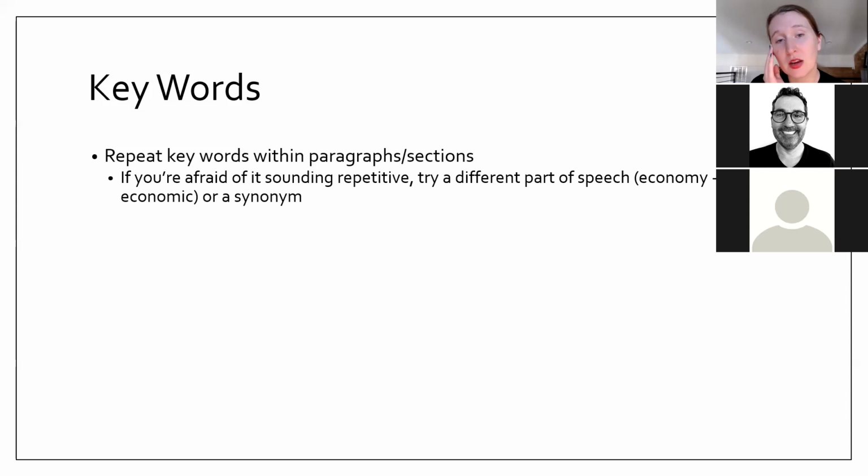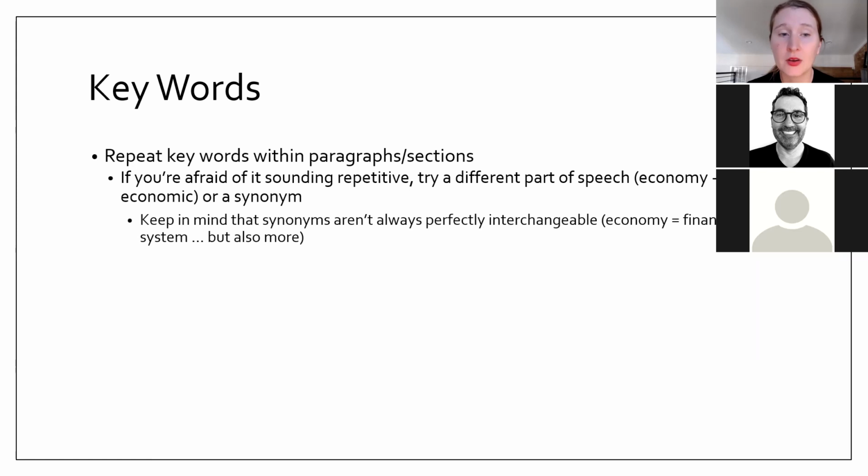Now, if you are afraid of it sounding repetitive, so if you're writing a paper about the economy, rather than trying to say economy, economy, economy, economy, you could change the part of speech, change it from a noun to an adjective and say economic. Okay, so if every sentence is going to have the same word and you're afraid that's going to be too redundant, too repetitive, you can change the part of speech but keep the same keyword there so that your reader's brain is still going to pick up on that this is an important idea.